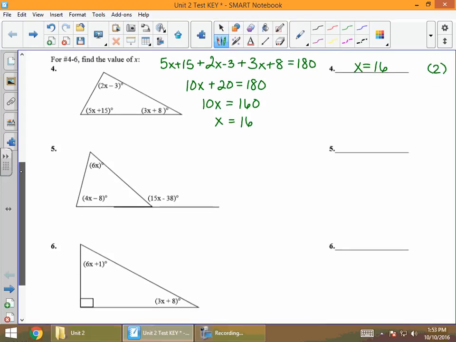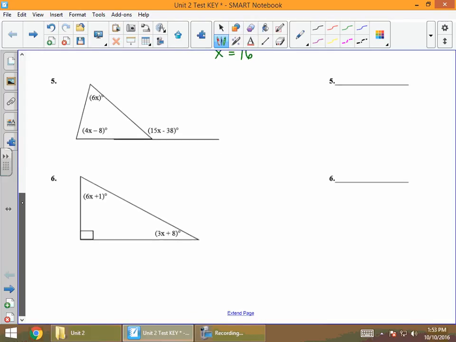Number 5, this is an exterior angle. Again, this is worth 2 points. First point, if you set it up correctly, you had to show that the exterior angle, 15x minus 38, is equal to the sum of the remote interior angles. So I have to show that 6x and 4x minus 8, if I were to add those two things together, the exterior angle is equal to the sum of the remote interior angles.